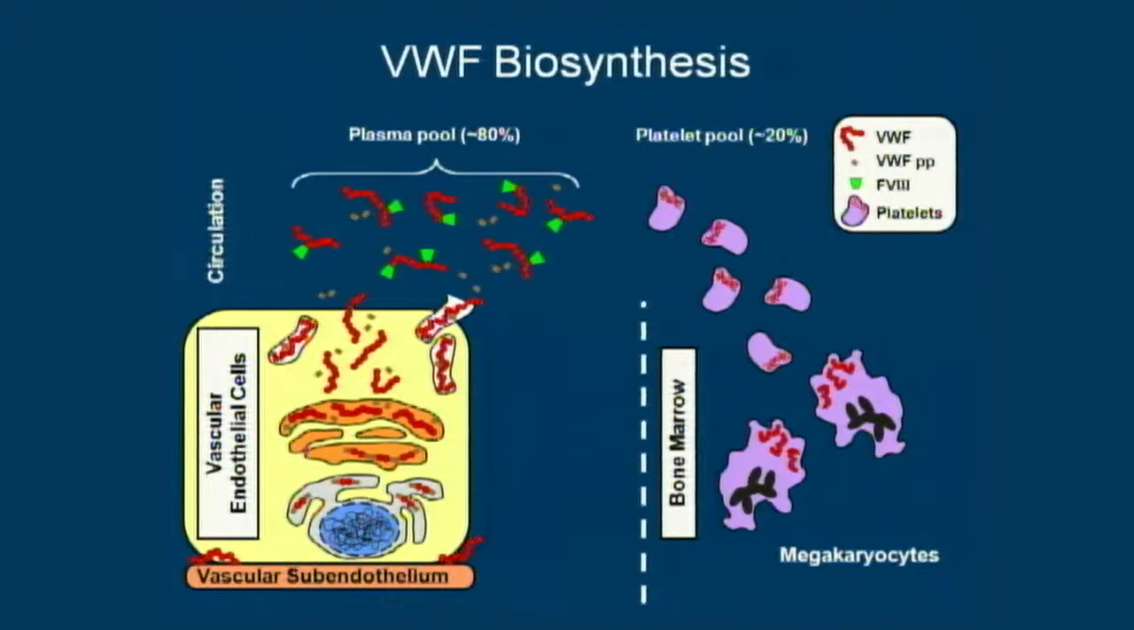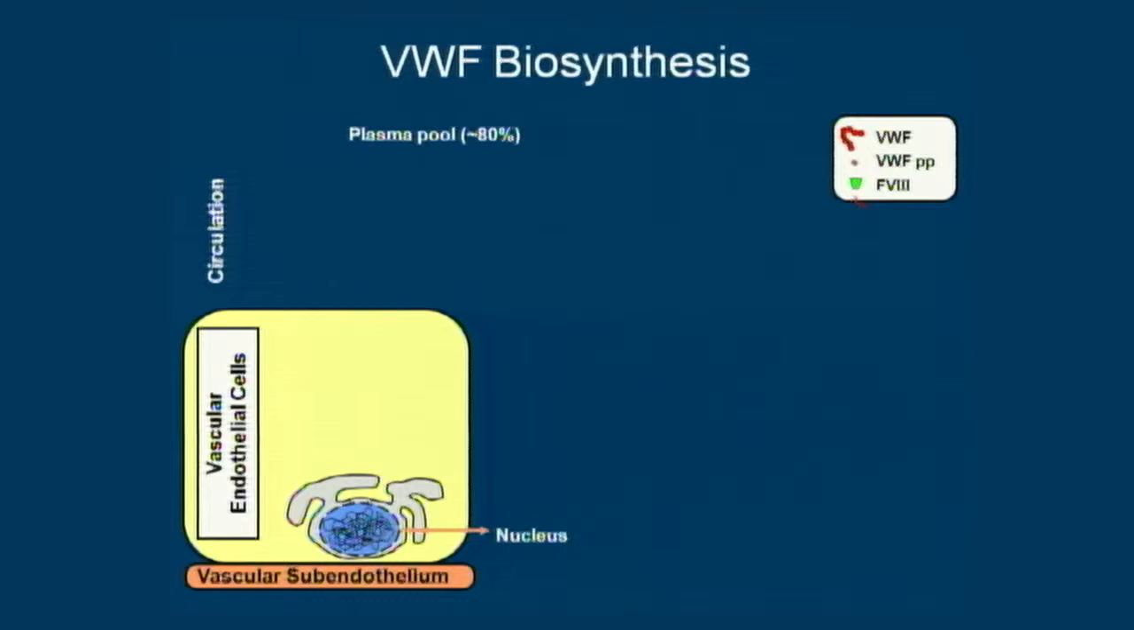So where does von Willebrand factor come from? It's only synthesized in two cell sites. It's synthesized in megakaryocytes, and it's synthesized in vascular endothelial cells. We know the most about vascular endothelial cells because we study HUVECs quite a bit. And also, we know from old pig transplant studies that most of plasma von Willebrand factor comes from endothelial cells, so I'm going to focus on endothelial cell processing.